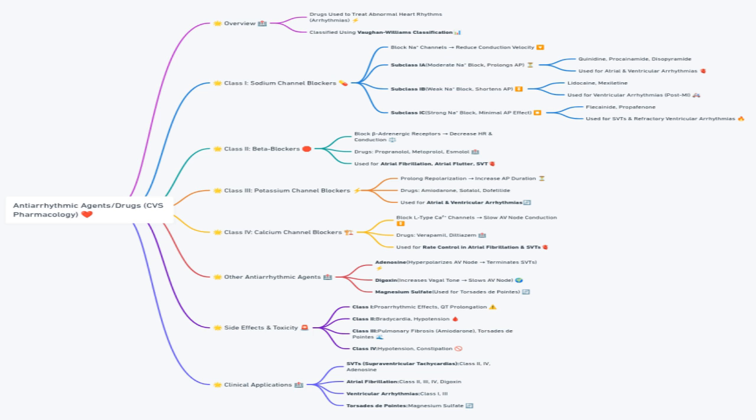For the mind map on antiarrhythmic agents, let's look at the background. Basically, they are classified based on the effects on cardiac ion channels and electrophysiology. With class 1, we have the sodium channel blockers, which are membrane stabilizing agents. They block the sodium channels, reducing the phase zero depolarization and slowing conduction. Under this, we have class 1A, 1B, and then 1C.